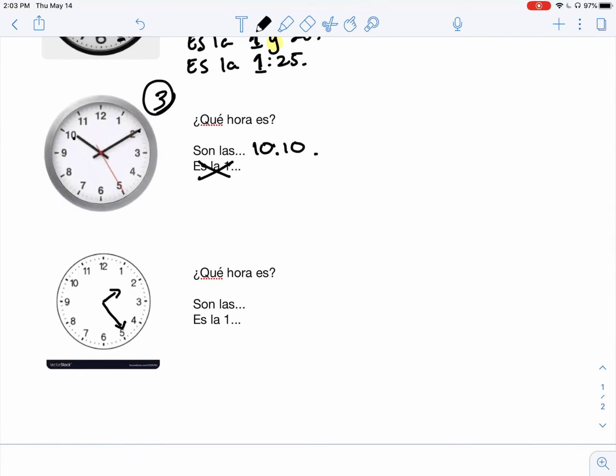All right, número 4, aquí. ¿Qué hora es? Oh, aquí. Son las 2:25, ¿no? 2:25. Let's take a look here. Aquí. There we go. Son las 12:15.